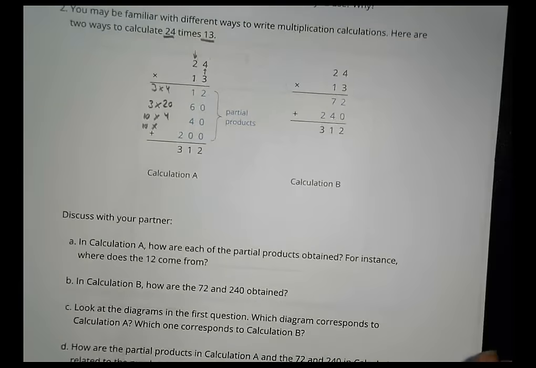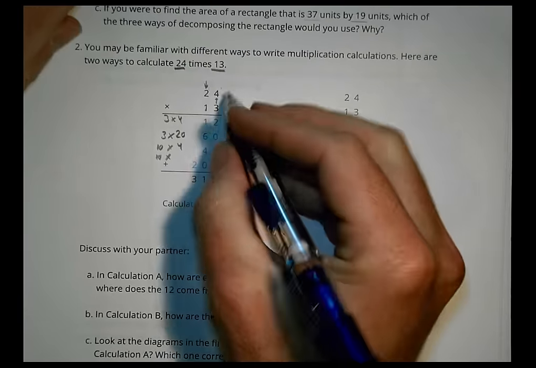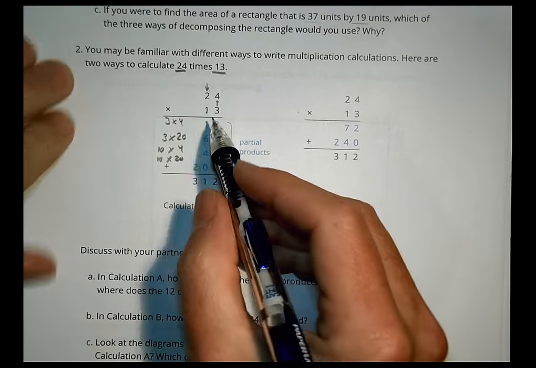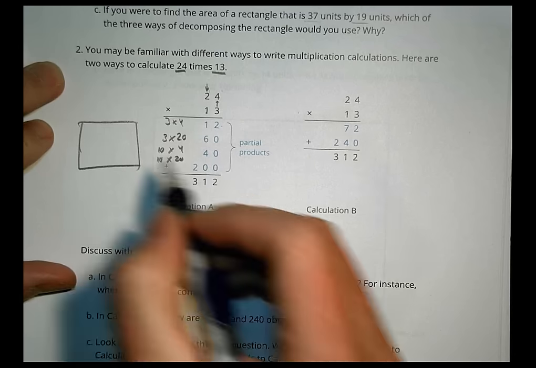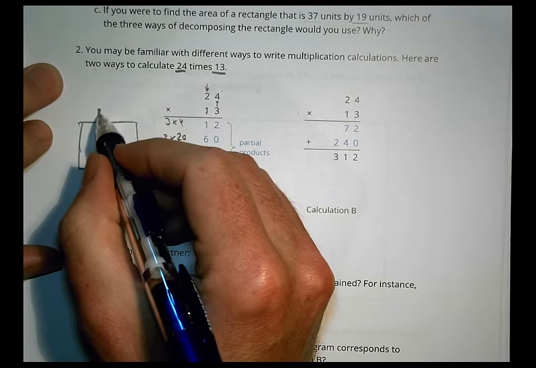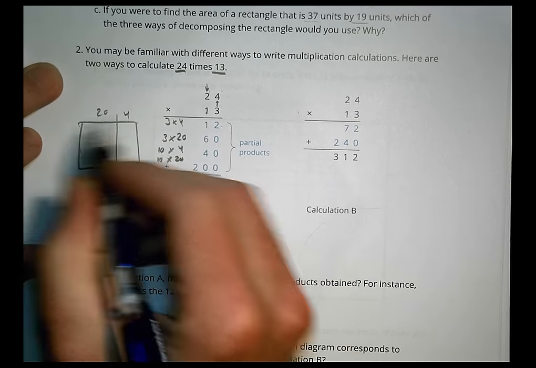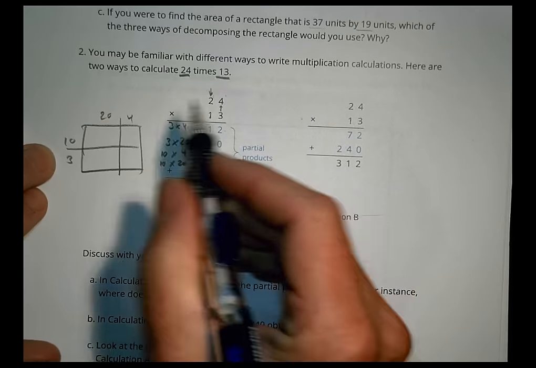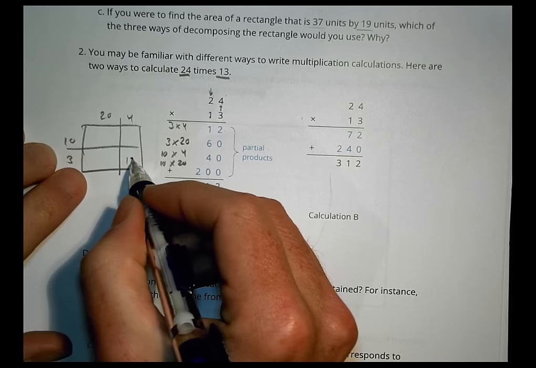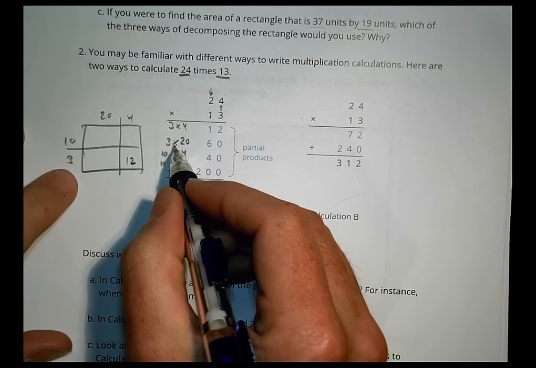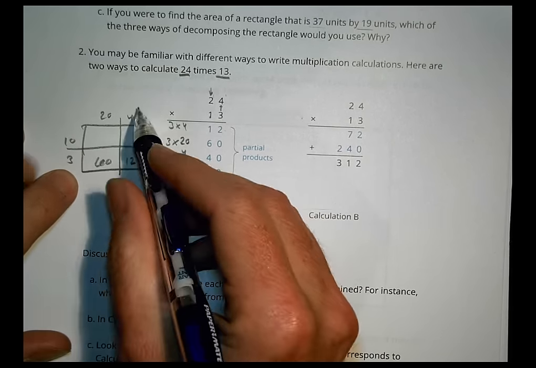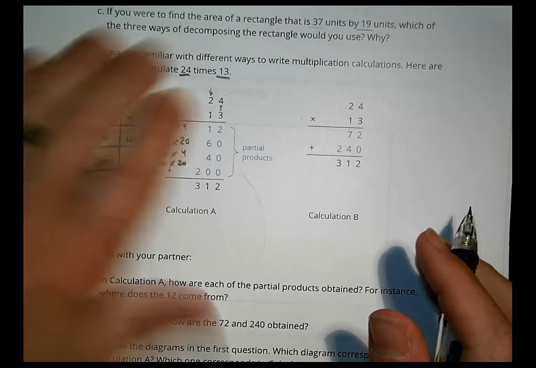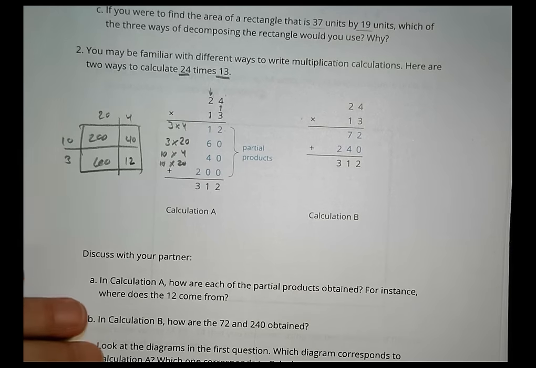10 times 20, because that's a 20 there, for a total of 200. So what's happening here is this is like taking your square and breaking this apart into a 20 and a 4, as well as a 10 and a 3. This is what a partial product is doing. We're putting these into sections. 4 and 3 is the 12. 3 and 20 is the 60. 4 and 10 is the 40. And 20 and 10 is the 200. That's partial products.